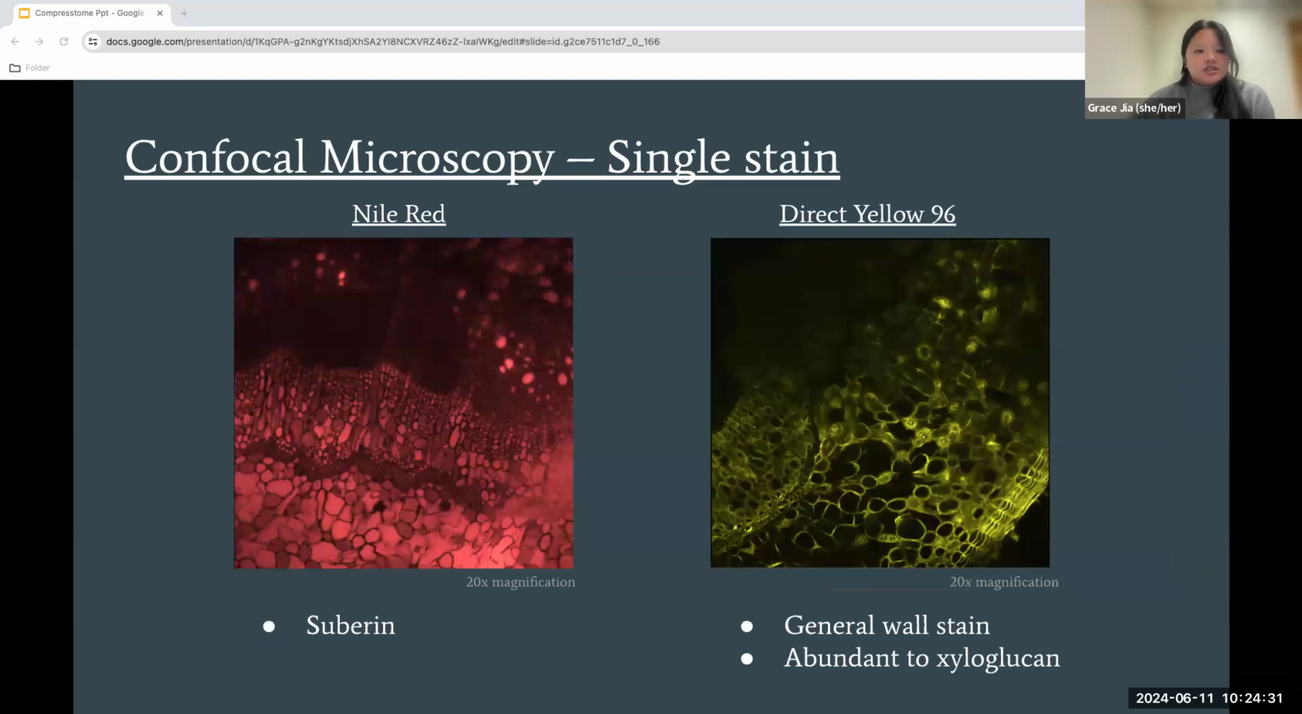Here are 2 single stain examples for the remaining stains that we are using, Nile red and direct yellow 96. And again, Nile red is highlighting suberin, where direct yellow 96 is a general wall stain and is abundant xyloglucan.